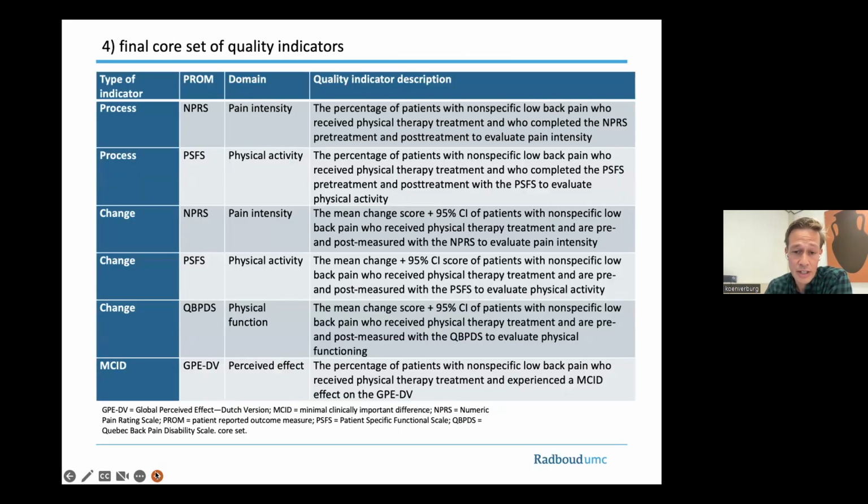Finally, after a discussion with physical therapists in focus groups, we developed a final core set of quality indicators, including process measures that measure the percentage of patients with pre and post treatments for the numeric pain rating scale and patient-specific functioning scale, change scores of measures in the standard set, and lastly, for the global perceived effect, the minimal clinical important difference for patients.